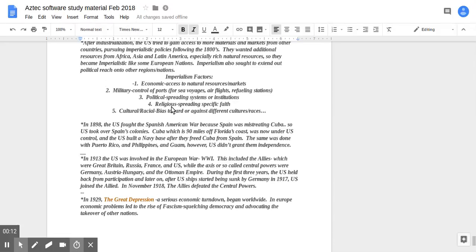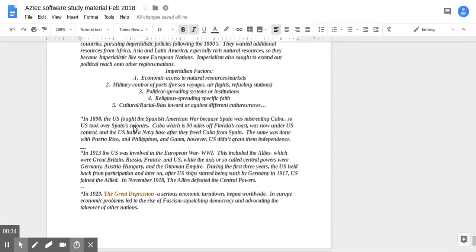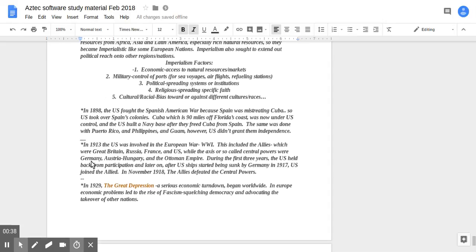Imperialism factors: economic, access to natural resources and markets; military, control of ports for sea voyages, air flights, and refueling stations; political, spreading systems or institutions; religious, spreading a specific faith; cultural, racial bias toward or against different cultures.